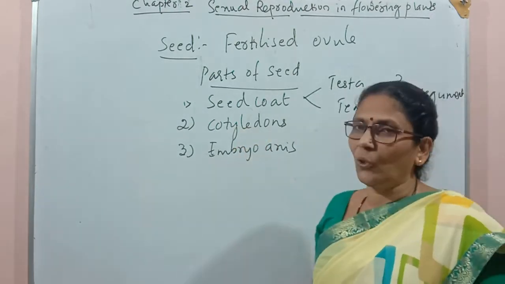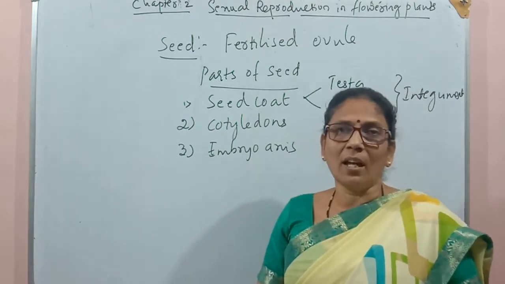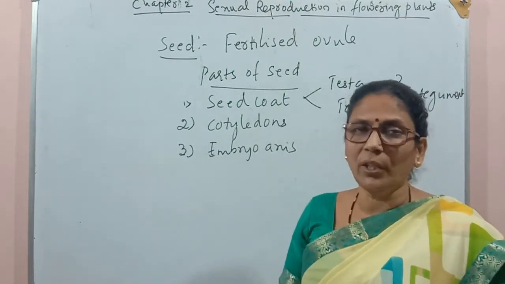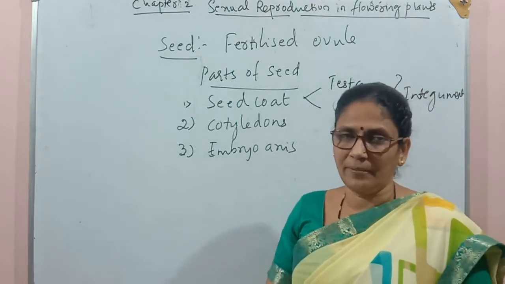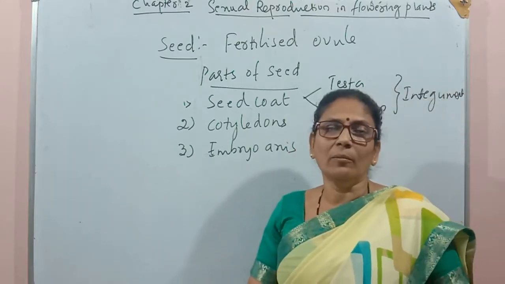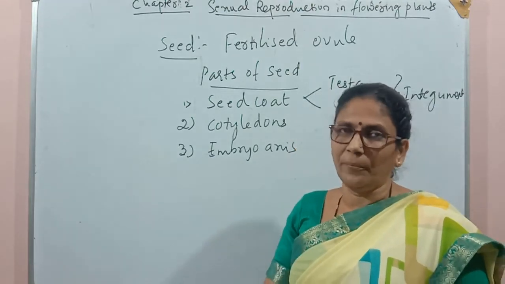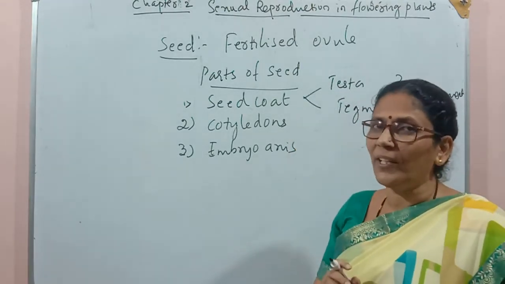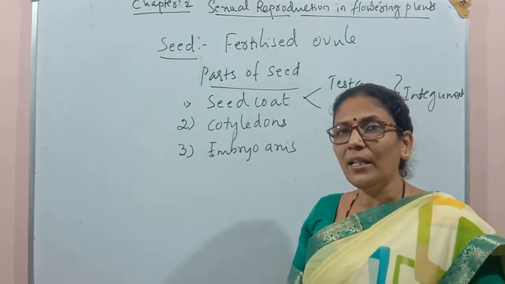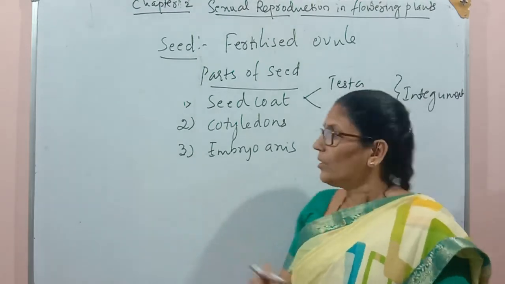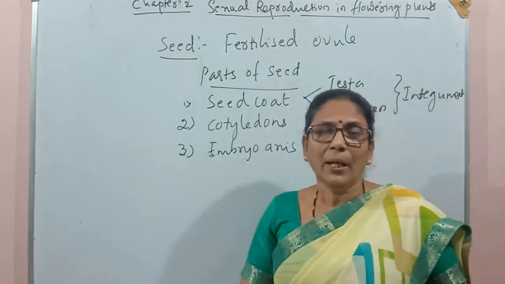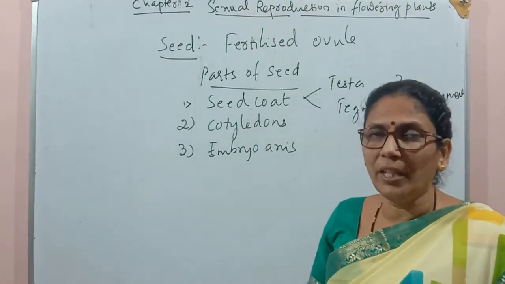The next part is cotyledons. Cotyledons are swollen or bulged structures with reserved food materials. In dicots there are two cotyledons, but in monocots there is only one cotyledon. The stored food of the cotyledon is used by the embryo during seed germination.